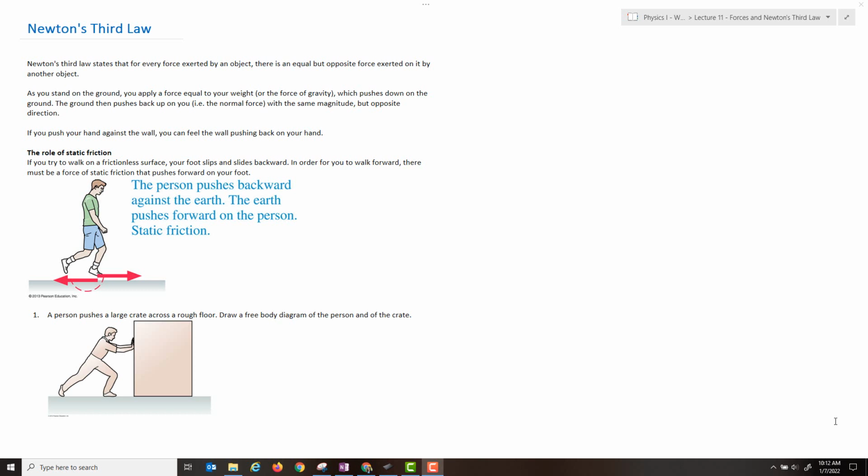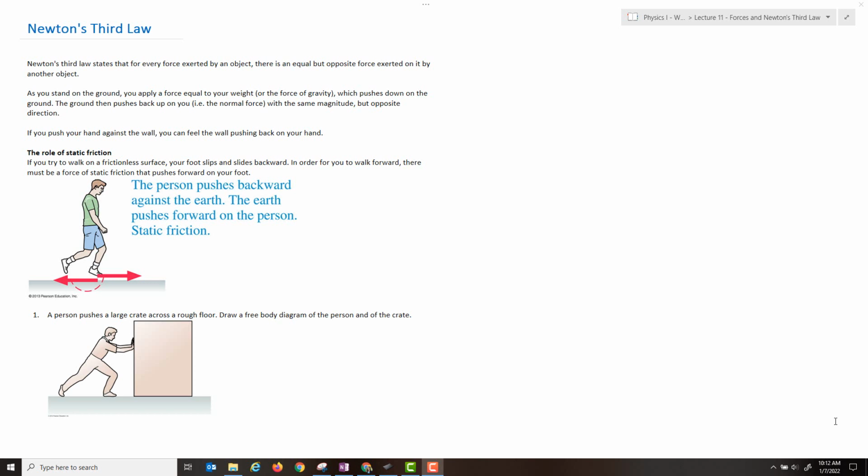Newton's third law. All right, so Newton's third law states that for every force exerted by an object, there's an equal but opposite force exerted on it by another object. So if you stand on the ground, you apply a force equal to your weight, which is the force of gravity, mass times gravity, which pushes down on the ground. The ground then pushes back up on you, which is called the normal force, with the same magnitude but opposite direction. All right, so that is an example of Newton's third law.